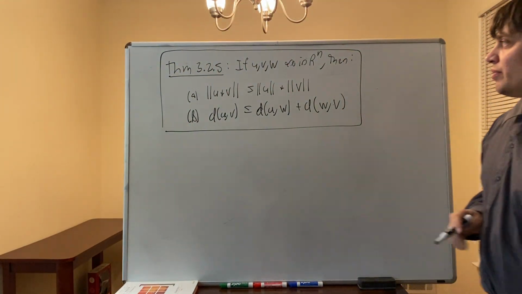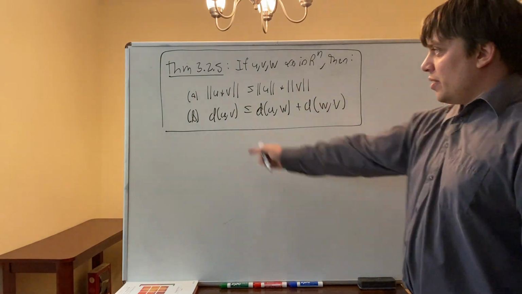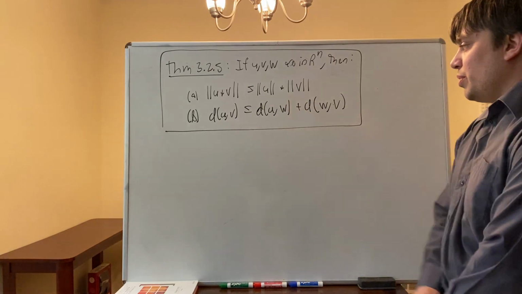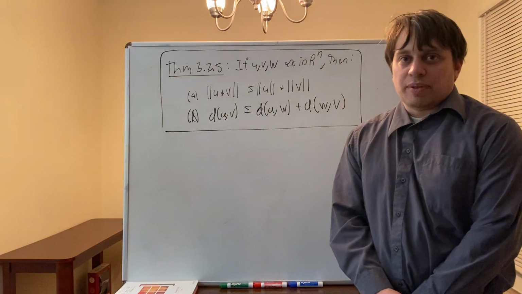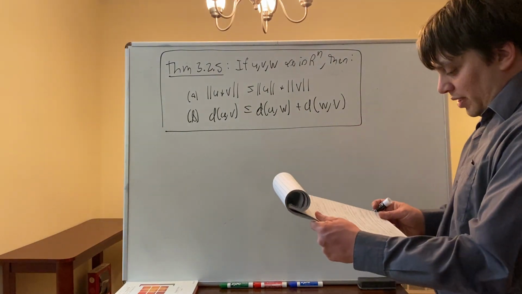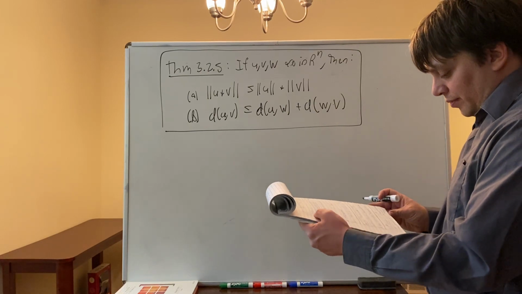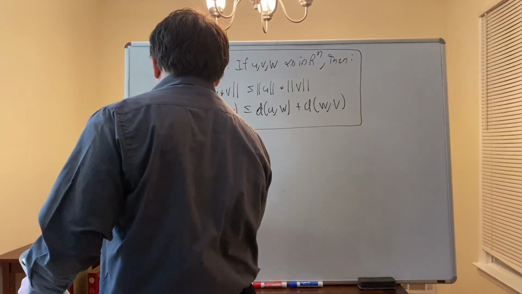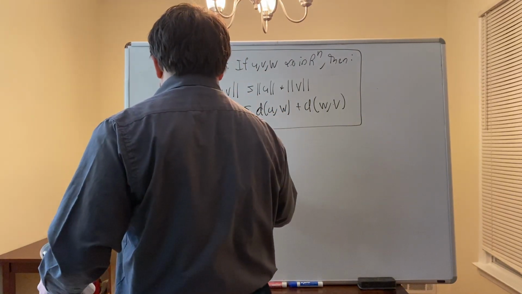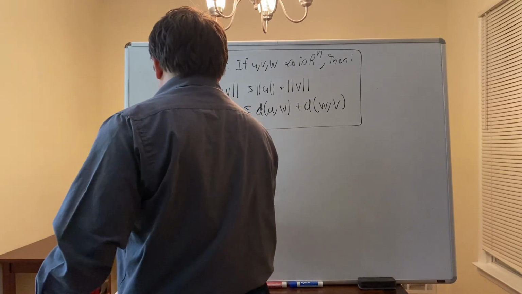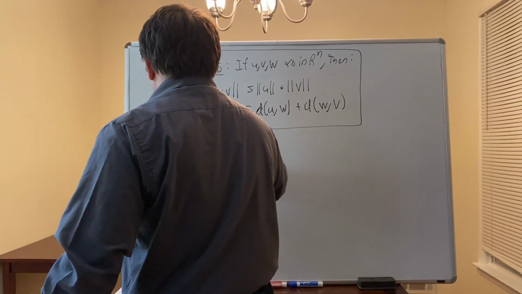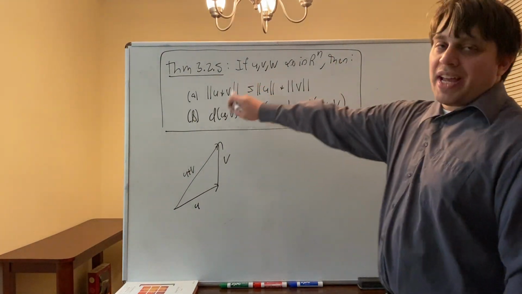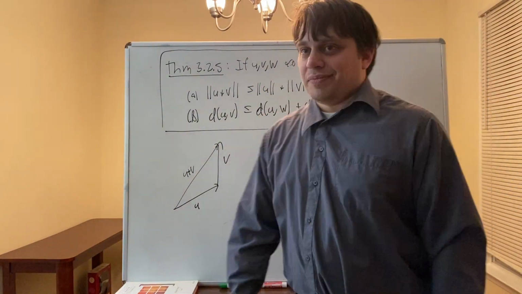That is, for three vectors U, V, and W in n-space, the norm of U plus V is less than or equal to the norm of U plus the norm of V, and the distance between U and V is less than or equal to the distance between U and W plus the distance between W and V. Okay, and actually a simple way of looking at this is to think of a triangle made up of vectors, where one side is U, one is V, and the other is U plus V. So this triangle is going to explain part A of theorem 3.2.5.